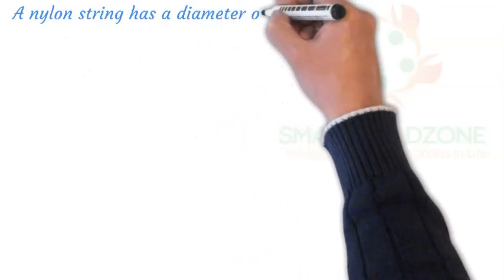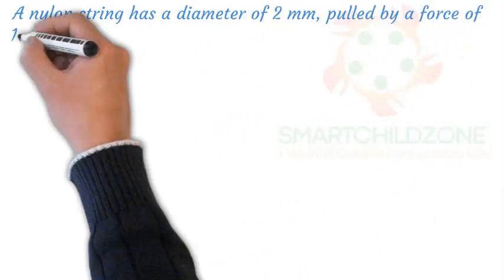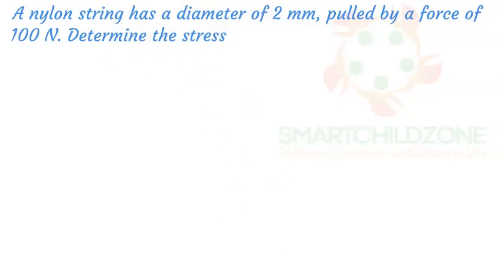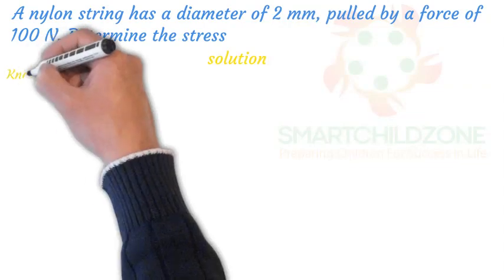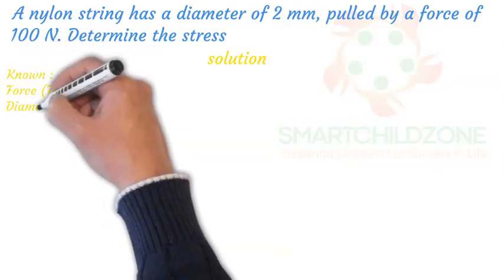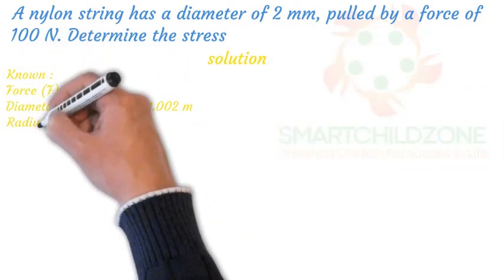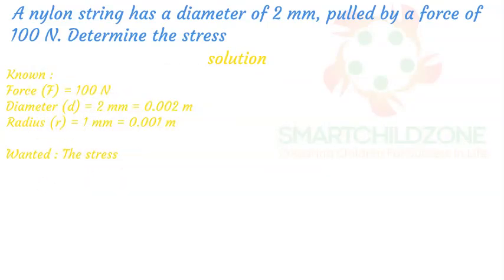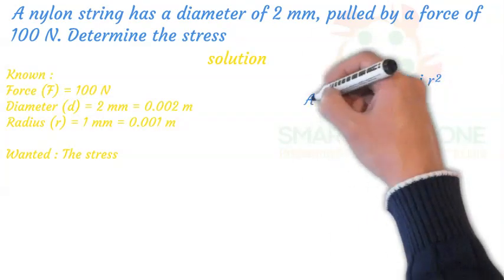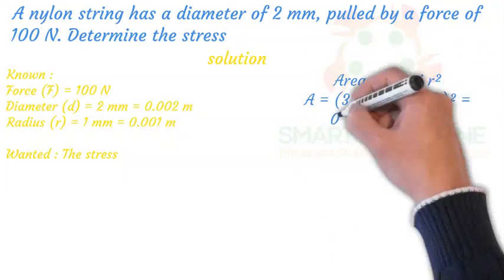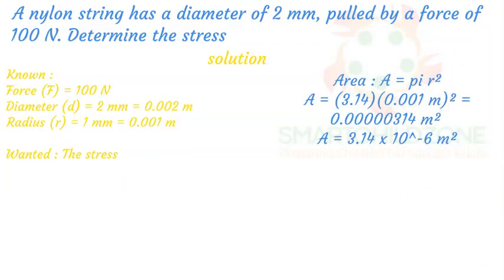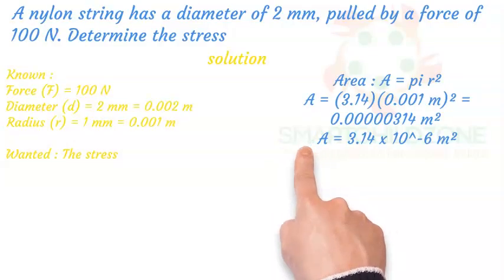A nylon string has a diameter of 2 mm, pulled by a force of 100 Newton. Determine the stress. Since stress is force over area, we look for the area first. Now we calculate the stress.